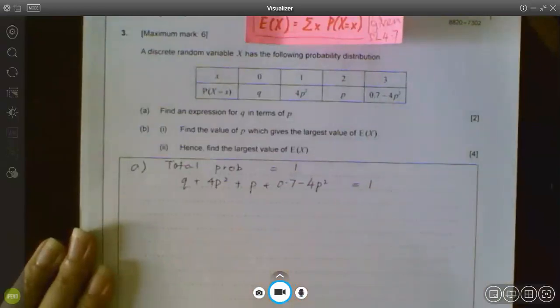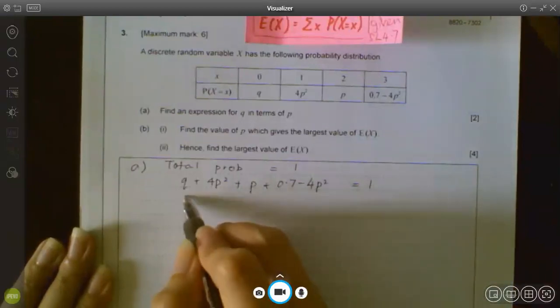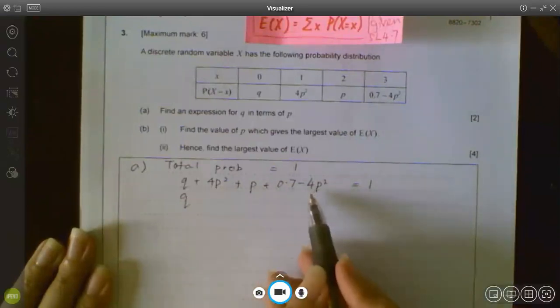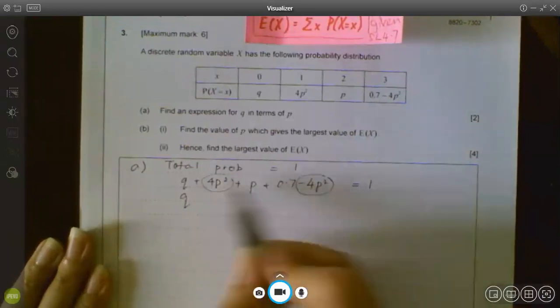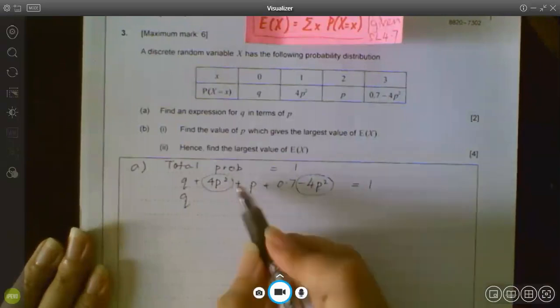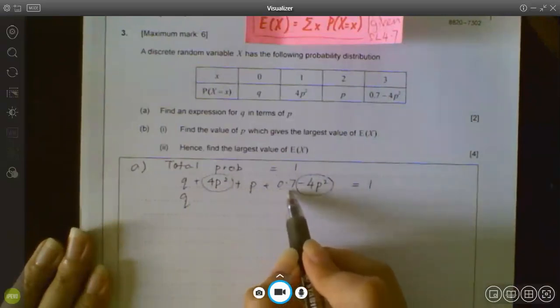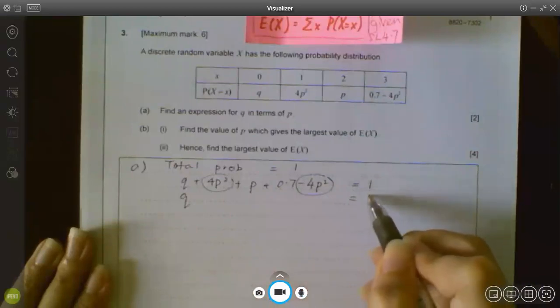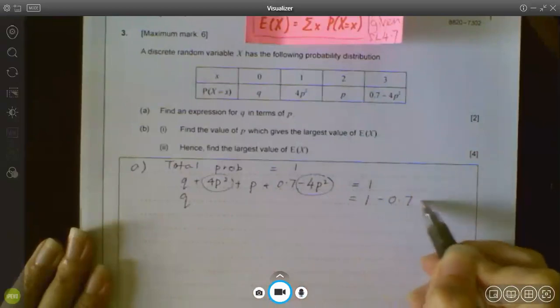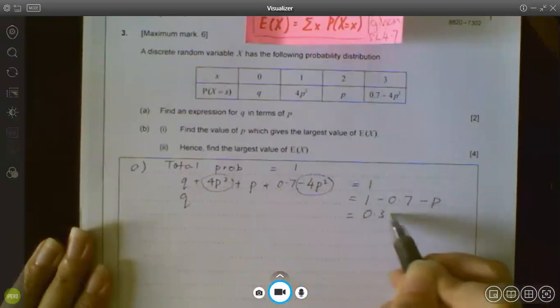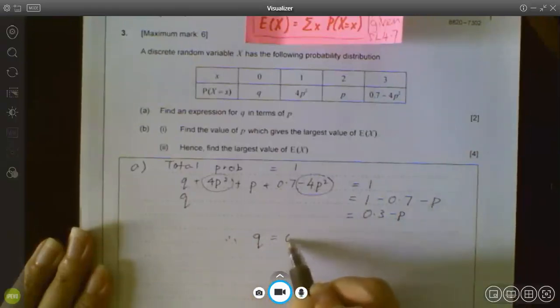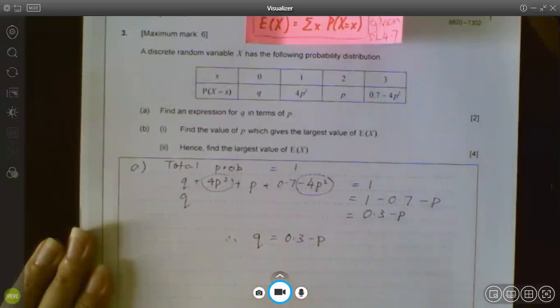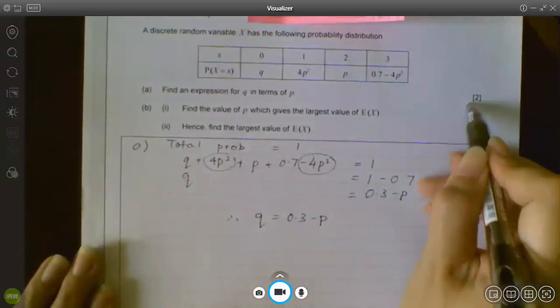Let us simplify these. Let's put Q. There's only one Q available. And let's put the P's together. 4P squared and negative 4P squared, they will add up to 0. So we are left with P plus 0.7. Let's move them to the right-hand side. So 1 minus 0.7 minus P, and that will give us 0.3 minus P. And we have expressed Q in terms of P. So Q is 0.3 minus P. Part A is done.